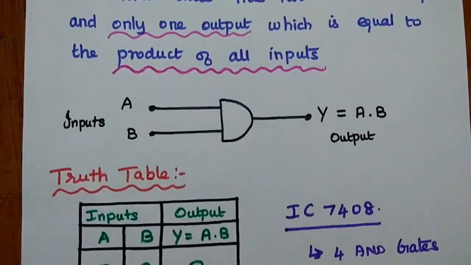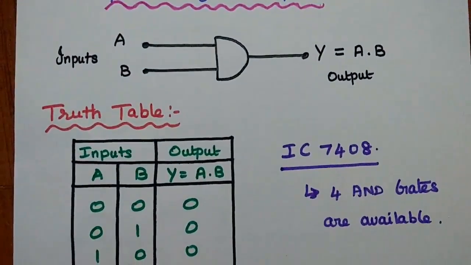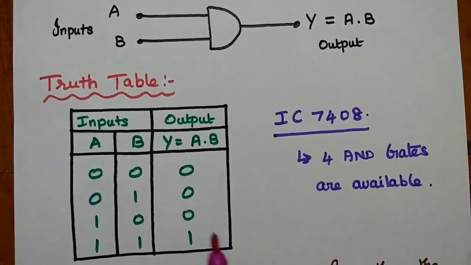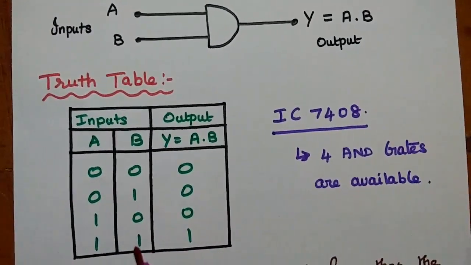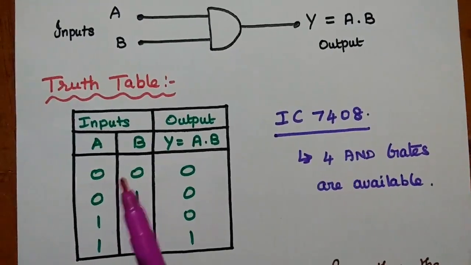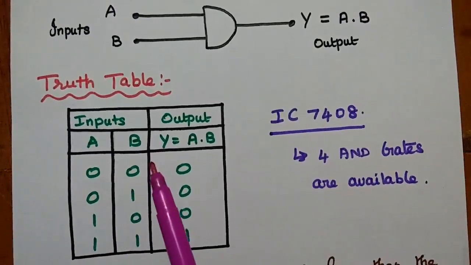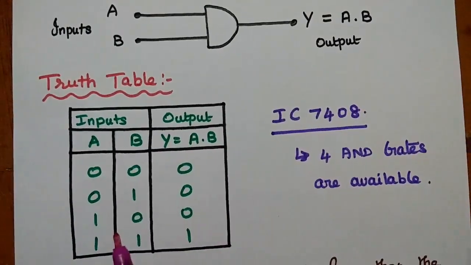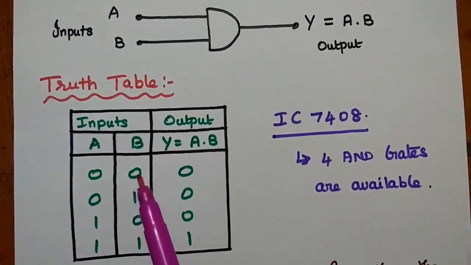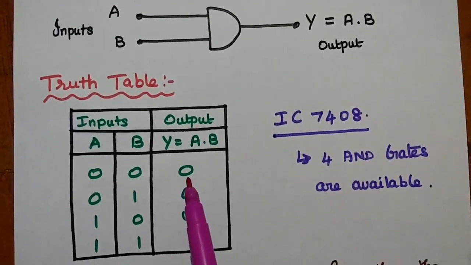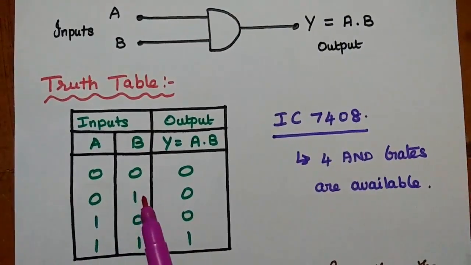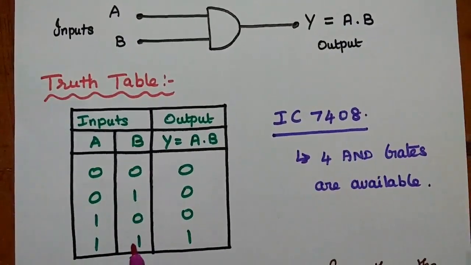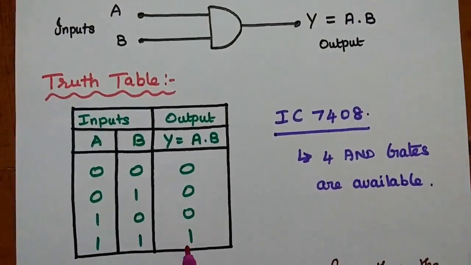The operation can be represented by using the truth table. It is the table where we can relate the output with the inputs. Here inputs are A and B. Output Y is equal to A dot B. 0, 0: the answer is 0. 0 into 1: the answer is 0. 1 into 0: 0. 1 into 1 is equal to 1.